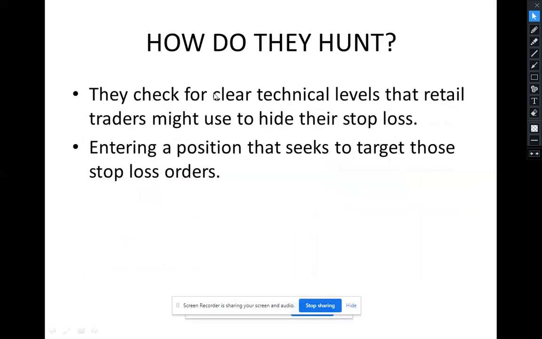Okay. So now, how do they hunt? They check for clear technical levels that retail traders might use to hide their stop loss, and enter positions that seek to target those stop loss orders. So I think I've said that before.